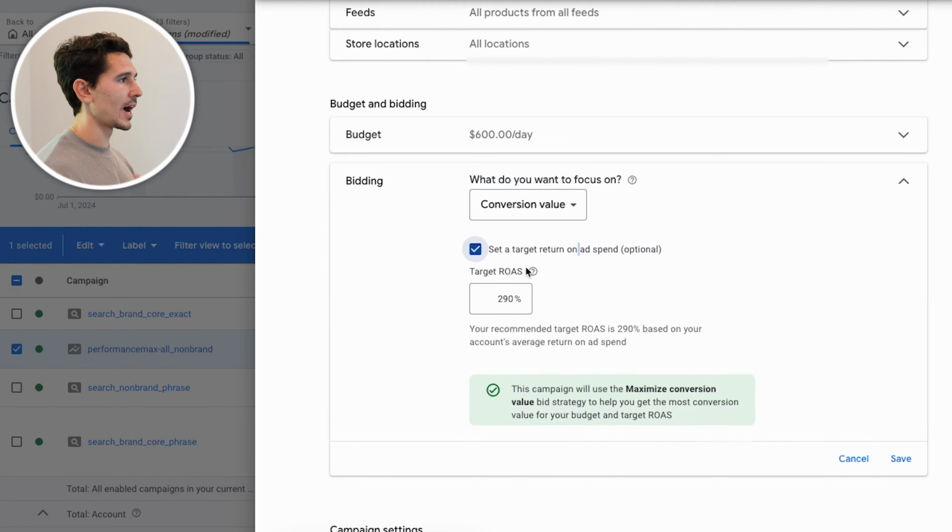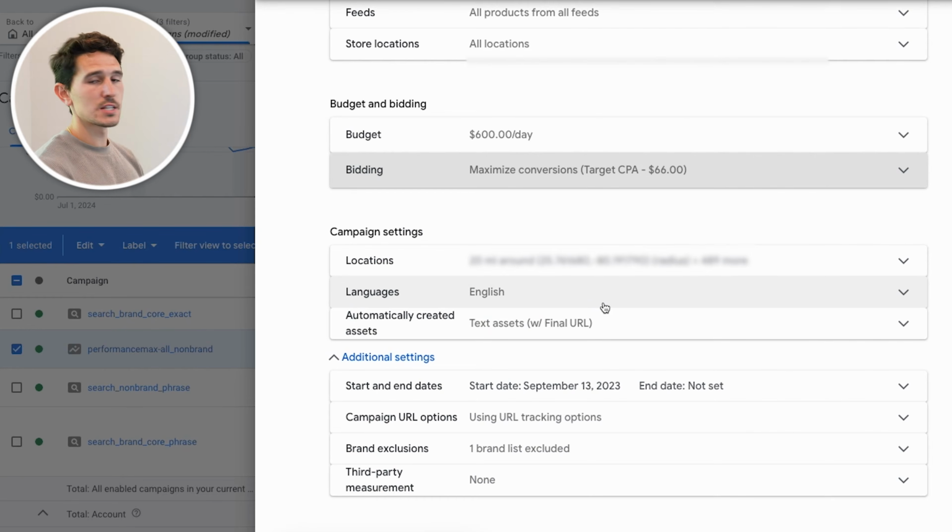So this is going to be dependent on the business. If you're a lead gen business, if you're in high ticket services, it's very different than if you're selling an e-com business with hundreds of SKUs. Lots of SKUs, definitely conversion value, and you want to set a target return on ad spend. How you set that target return on ad spend is always up to you. It has to work within your business. If you don't know what to do, set it at break even.